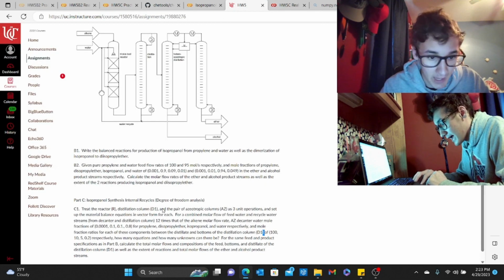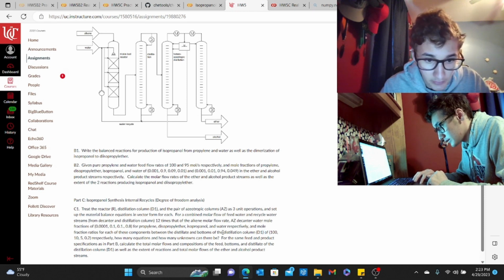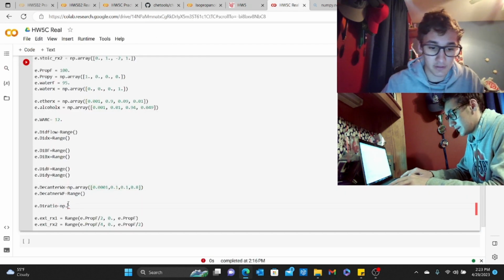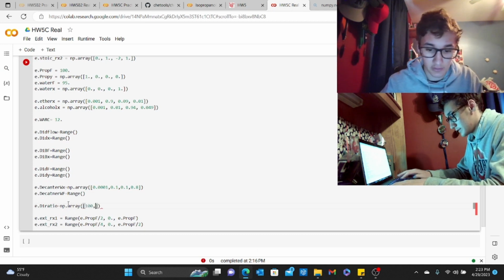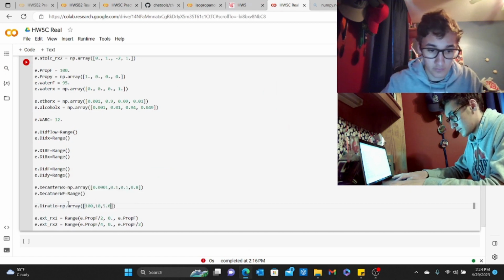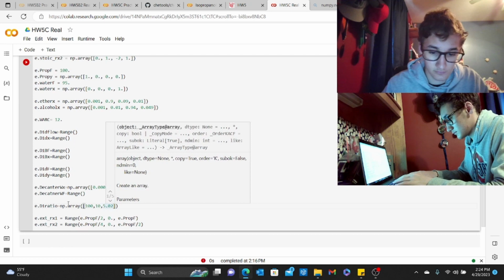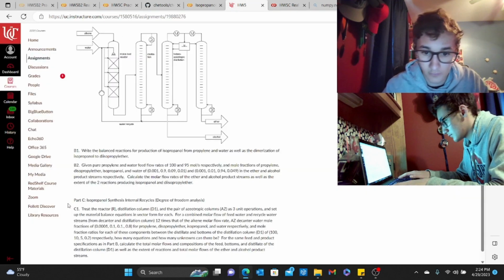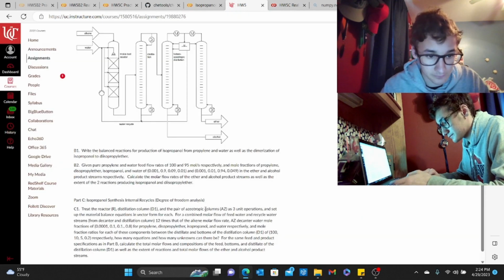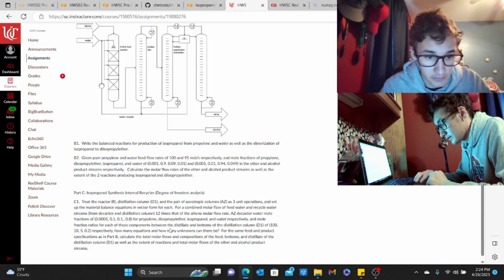So we also have our, let's see, what do we have here? We have our fraction ratios. Yeah, so I believe this is our D1 ratio. So we're going to call that np.array, 100, 10, 5.2, and then 0.2. And for the same feed, and so on.